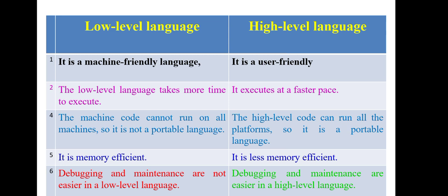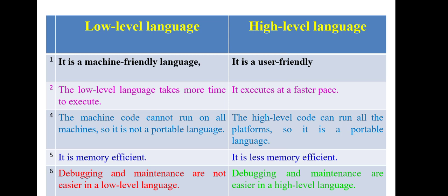And machine code cannot run on all machines. Whatever programs we have developed in a low level language can run only on the system where they were developed. That is, it is hardware related, so it cannot run on all machines. It is specific and hardware dependent. And high level language code can be run on all platforms, so it is a supportable language.